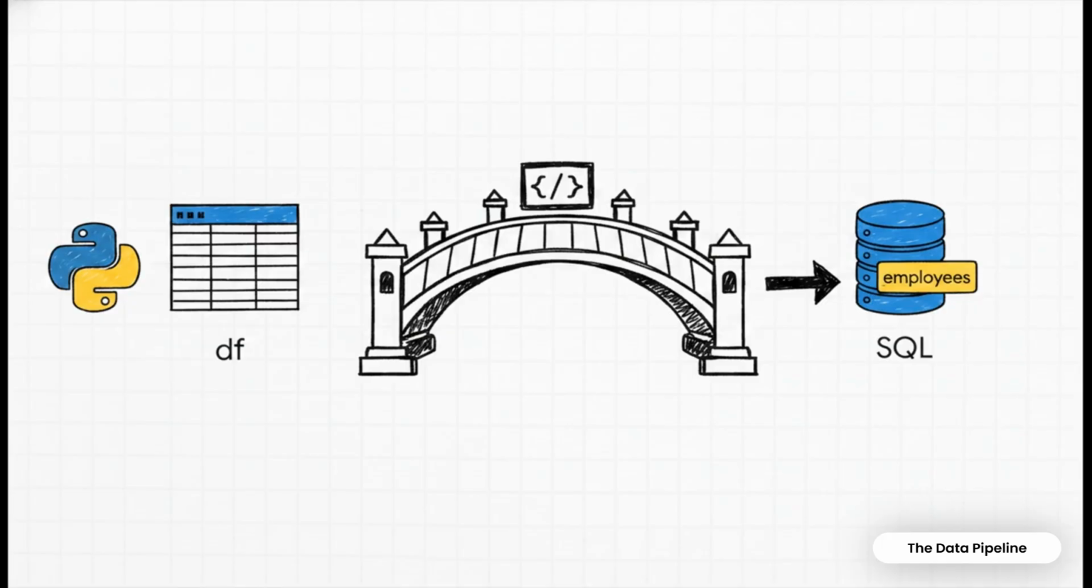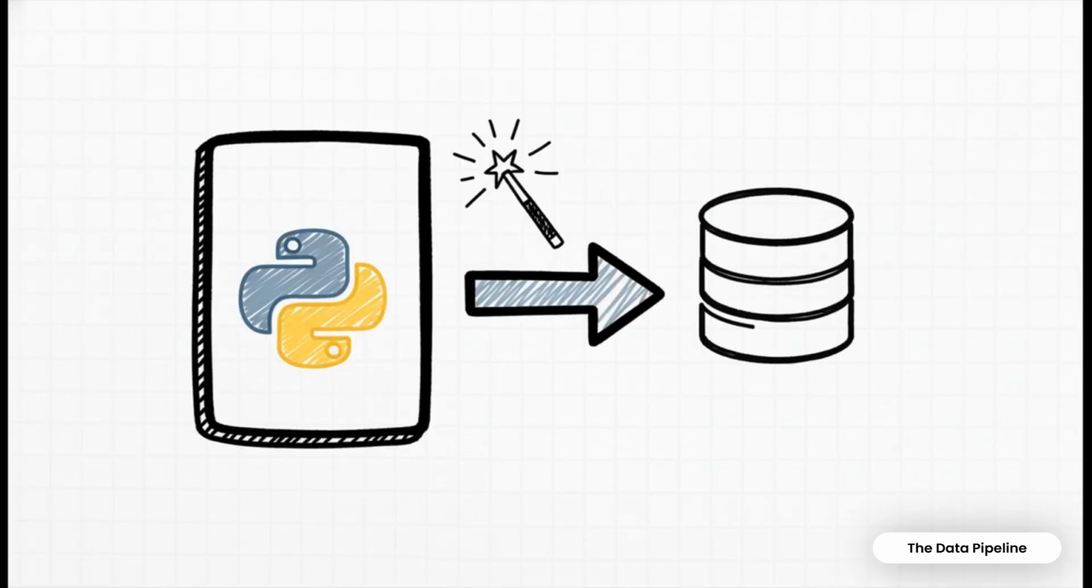df.createOrReplaceTempView called employees. That's it. We're basically telling Spark, hey, you know that data frame I've been calling df in Python? From now on, let the SQL engine know it as employees. Just like that, we've built the bridge between our two languages. And here it is, the magic moment.